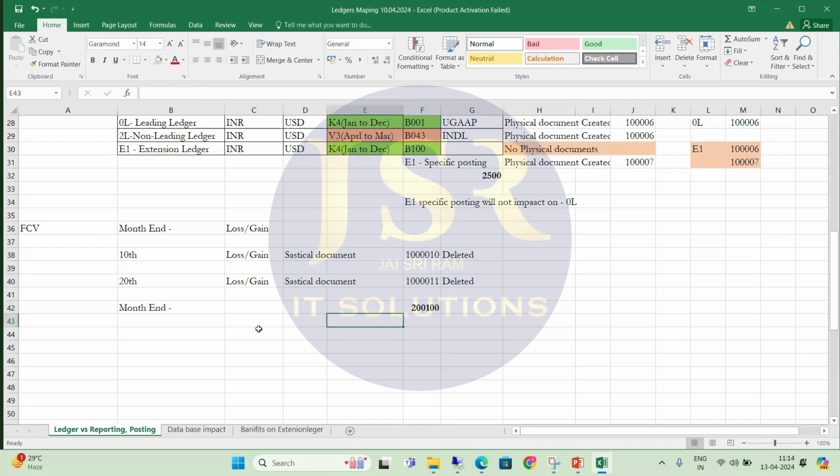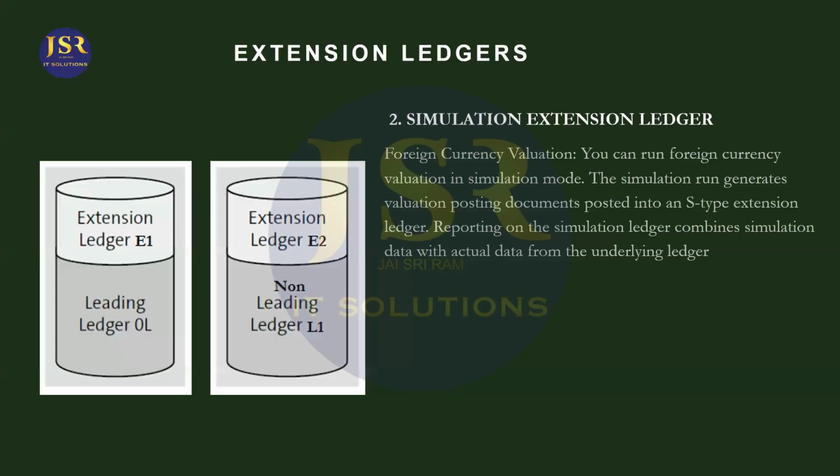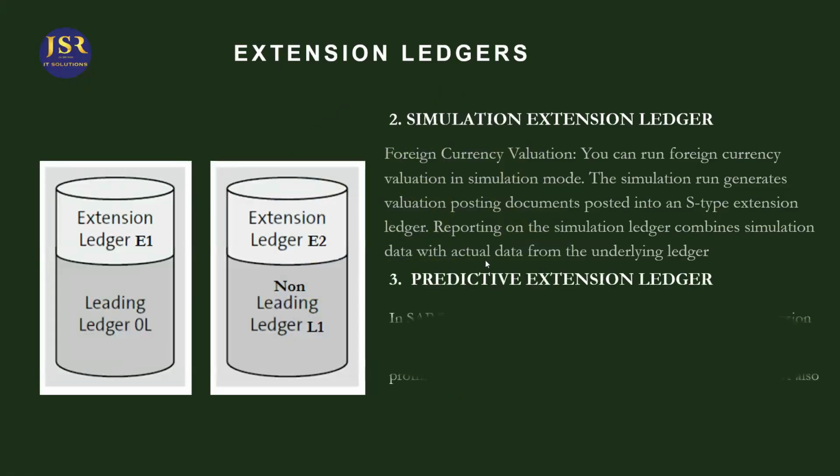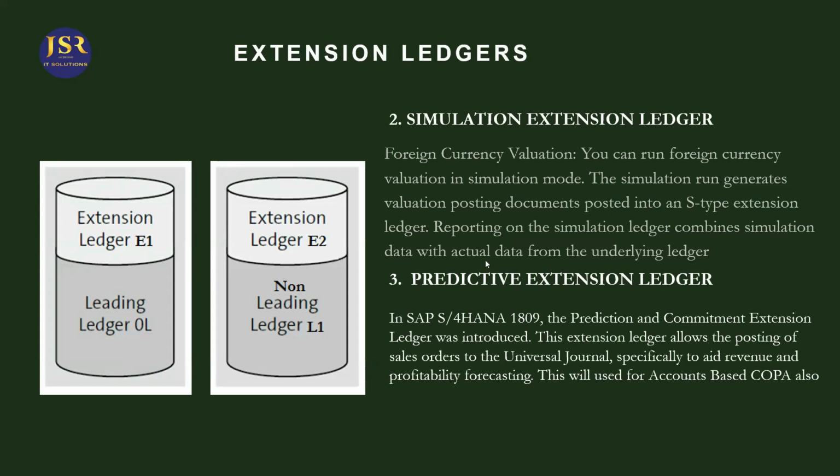So this is the simulation ledger. Coming back, one more is the predictive ledger. This is usually used for account-based COPA purposes and commitment. We use account-based COPA on the SD side. This was introduced in the 1819 series onwards, and it will be used from there. So this is about the ledgers and all.